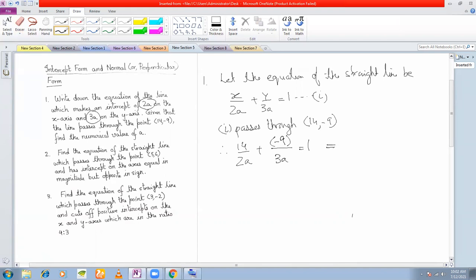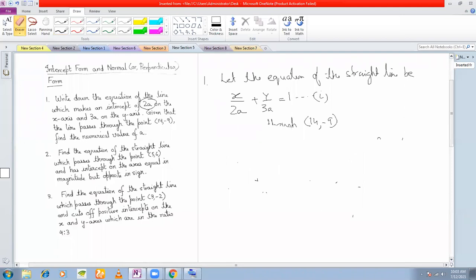Okay. So what will you get? You get 7 by a minus 3 by a is equal to 1. That means take the LCM. That means 4 by a is equal to 1. That means a must be equal to 4. That's it. That is how you get the value of a. And that is what the question here is: find the numerical value of a. That's it.